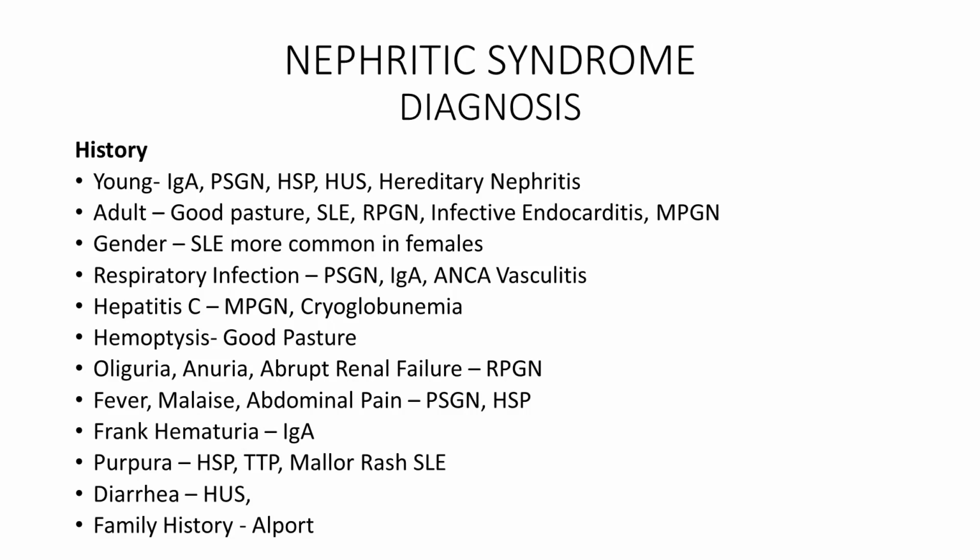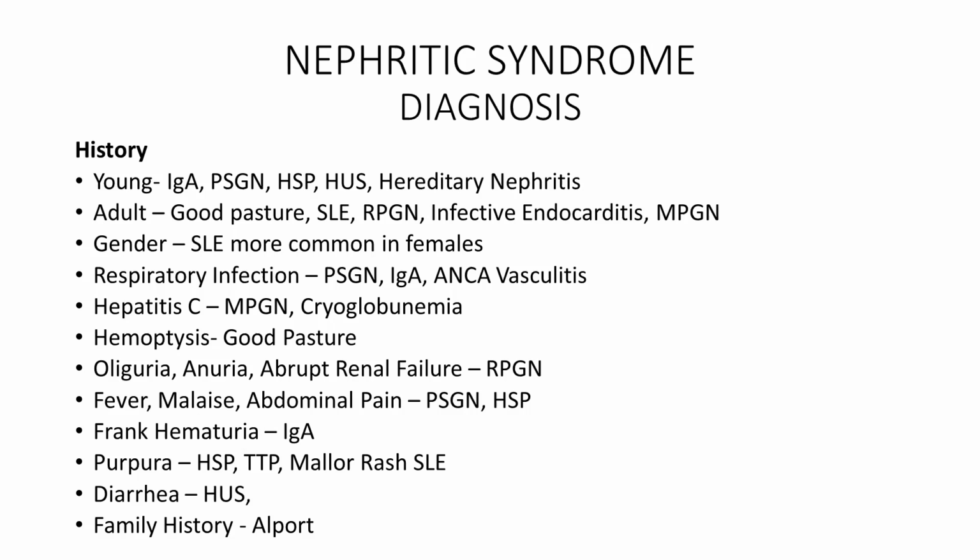In gender, SLE is more common in females. If it is associated with a respiratory infection, then one should think in terms of post-streptococcal, IgA nephropathy, or ANCA vasculitis. If patient has got hepatitis C, then a differential diagnosis is MPGN and cryoglobulinemia. If hemoptysis, there is Goodpasture syndrome. If oliguria, anuria, and renal failure suddenly of short duration, it is RPGN. If fever, malaise, abdominal pain, PSGN and Henoch-Schönlein purpura.